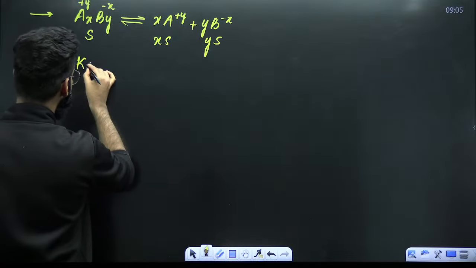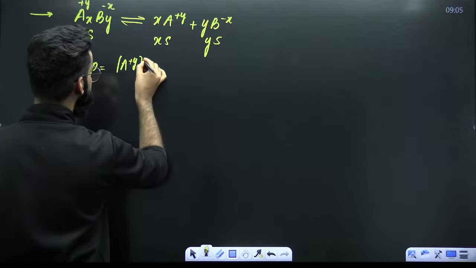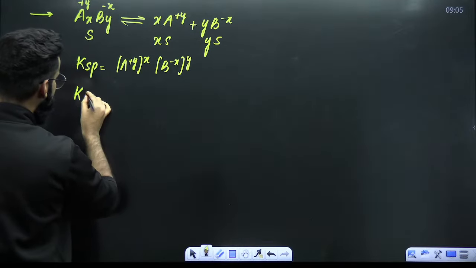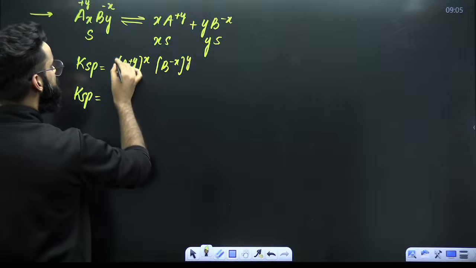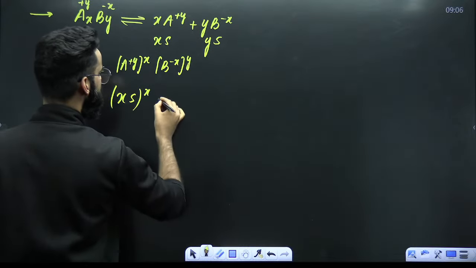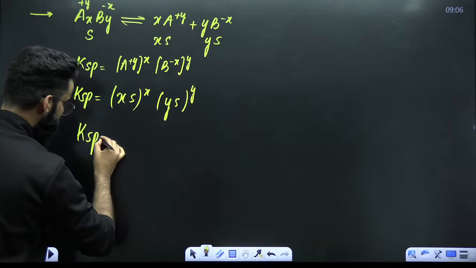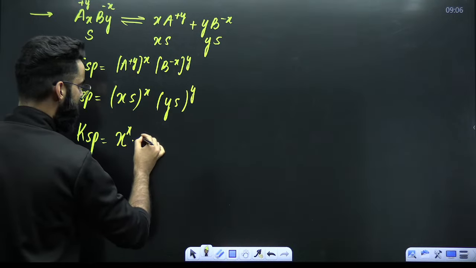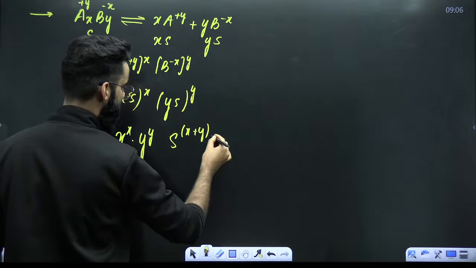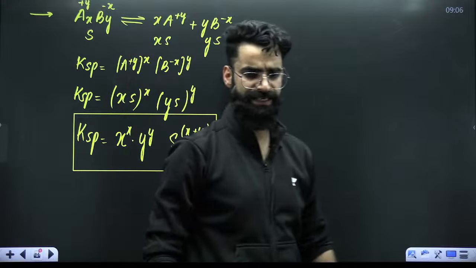If I want to write the expression for KSP, I'll start with the product. It's going to be concentration of A^(y+) raised by stoichiometric coefficient, concentration of B^(x-) raised by stoichiometric coefficient. So KSP expression has to be equal to concentration of A^(y+), that's X times S raised by X, this is Y times S raised by Y. You can write the expression like this. KSP is equal to X raised by X multiplied by Y raised by Y, multiplied by S raised by X plus Y. So this is how you get the KSP expression, correct?